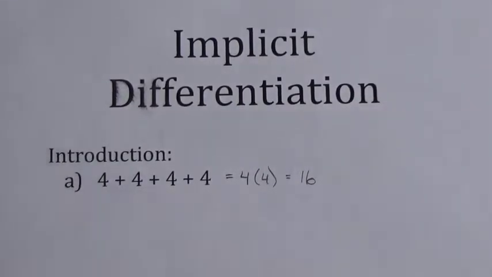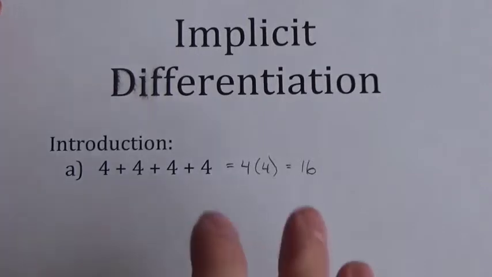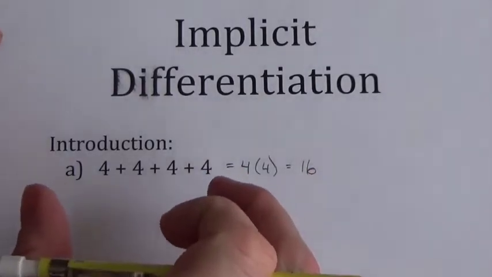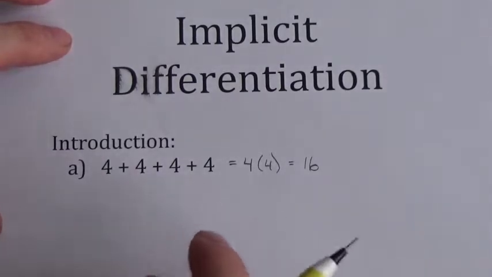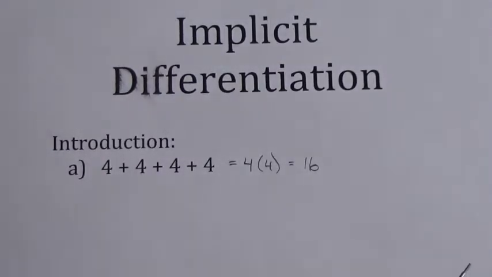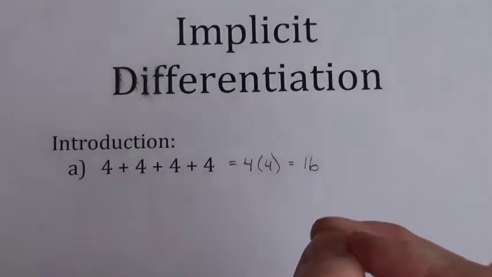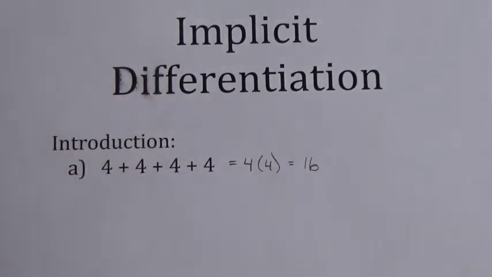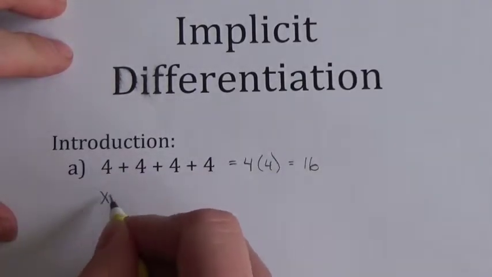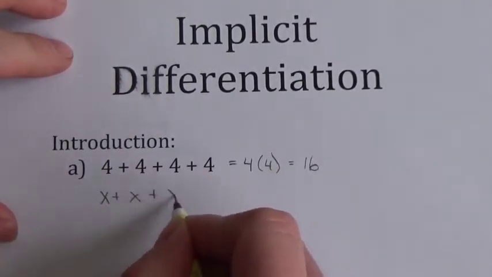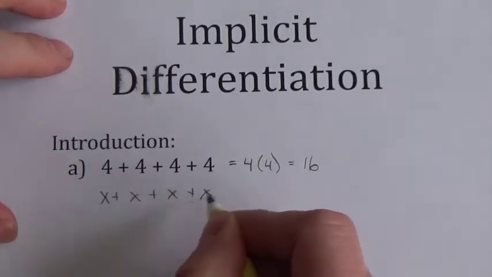Now, here's what happens though. When we make the transition from arithmetic to algebra, what we do here is we're asking students to think about what they're doing. It's not just the focus on the answer, some sort of numeric answer. It's about the process. So if I replace 4 here with x plus x plus x plus x.